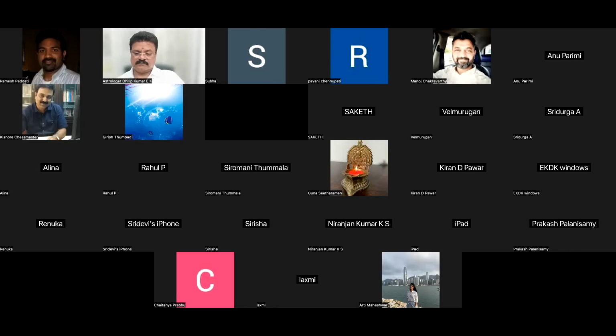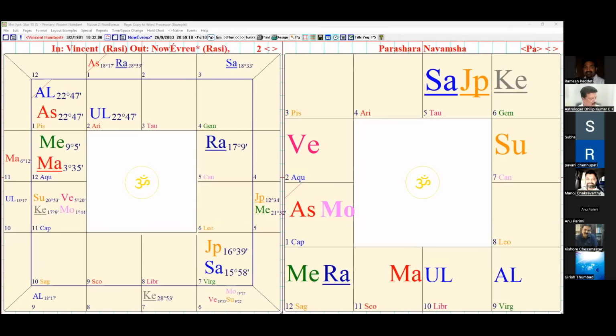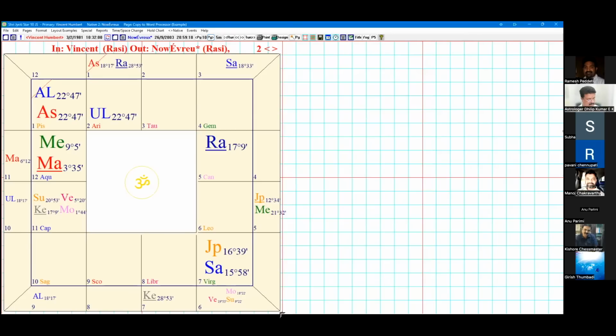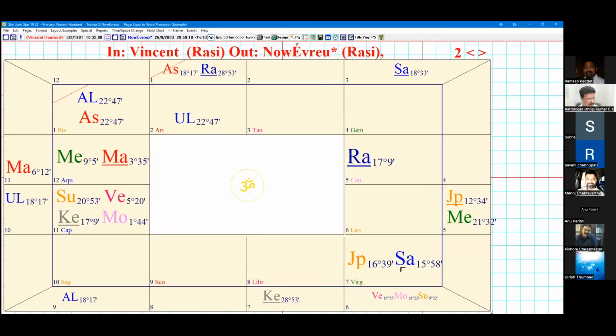Okay. I need to share the screen, right? Yes, I've given permission. Where is this share screen? Okay. So initially, it will be confusing. Let me explain this. The inner is the D1 and the outer is the transit chart. So outside is the transit chart. Let me make it bigger. Is that okay?